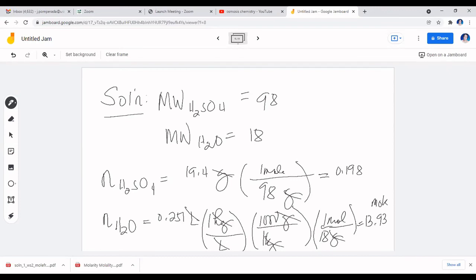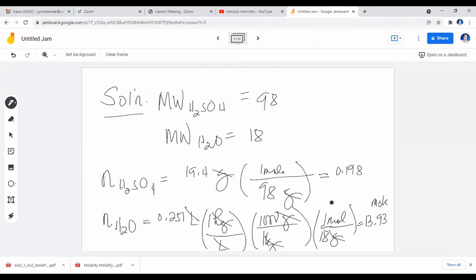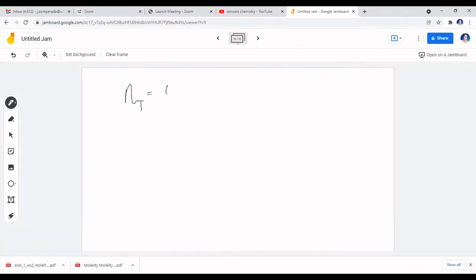Okay? Next step, what would you do? You have the moles of each component. You get the total number of moles. That way, you can easily get the fraction. So 0.198 plus 13.93. That's the answer: 14.128.